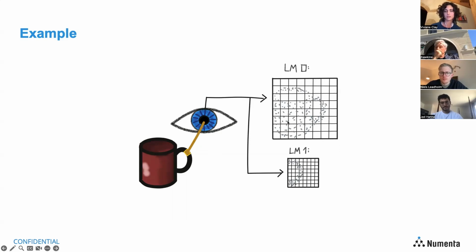We would get a bunch of observations, which are the gray points here. Each observation falls into one of these voxels. So we count up how many observations fall into each voxel.